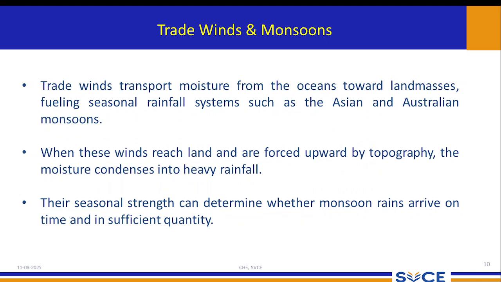Trade winds and monsoons. Trade winds transport moisture from the ocean toward land masses, fueling seasonal rainfall systems such as the Asian and Australian monsoons. When these winds reach land and are forced upward by topography, the moisture condenses into heavy rainfall. Their seasonal strength can determine whether monsoon rains arrive on time and in sufficient quantity, or in insufficient quantity.